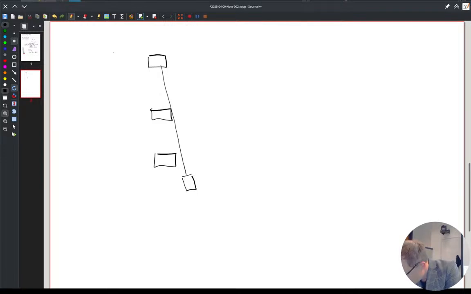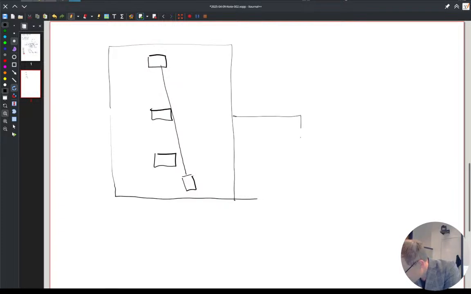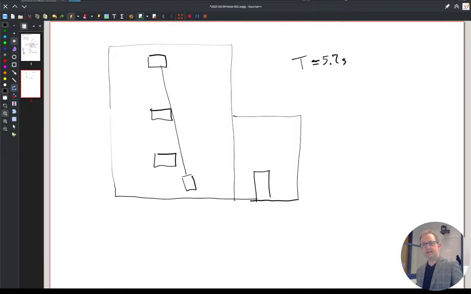It hit the wall at one point. I think it was between these two. I mean, it hit the wall there. Okay, we were not under ideal conditions. T was 5.7. We can take that. Yeah, 5.7.